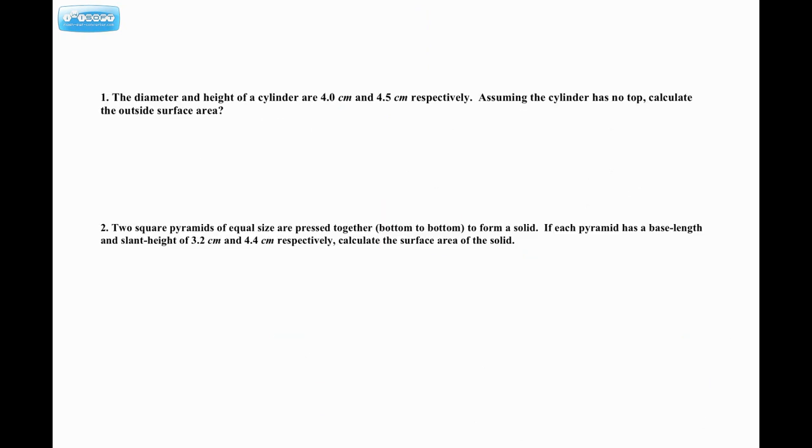All right, let's solve a couple of problems. The diameter and height of a cylinder are 4 centimeters and 4.5 centimeters respectively. So that just means that I match them in order. Assuming the cylinder has no top, calculate the outside surface area. Okay, so that is a very important piece of information, because if you ignore this, well, simply put, you're going to get the wrong answer.